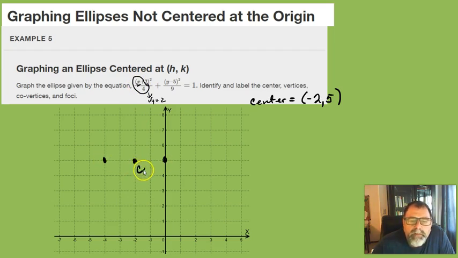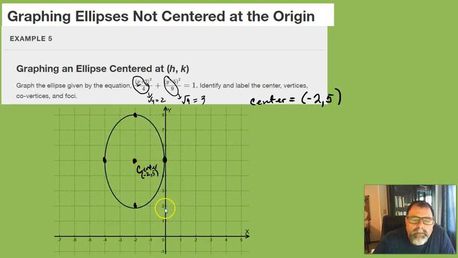So here's my center, that is negative 2, 5. And then in the y direction, I'm going to do square root of 9, which is 3. So I go plus 3. So 5 plus 3 would be 8, 5 minus 3 would be 2 in the y direction. That's my ellipse. I got to draw the oval now, connect those 4 outside points. So that's it as far as drawing it. But they asked us to label everything, so we will.